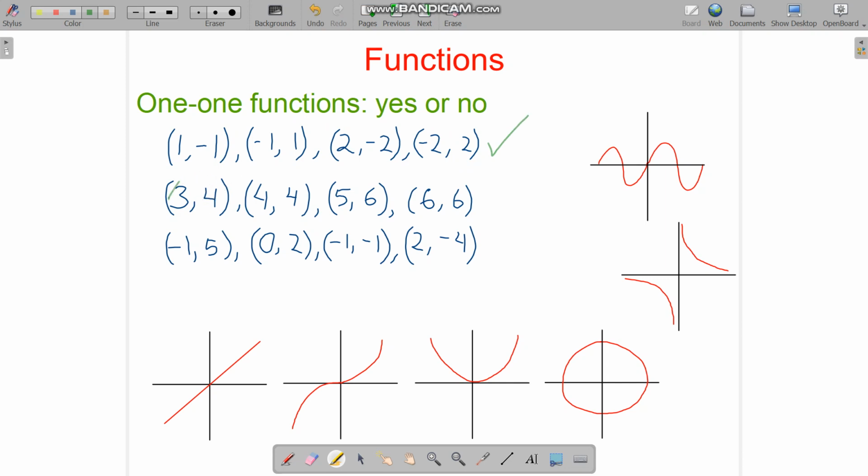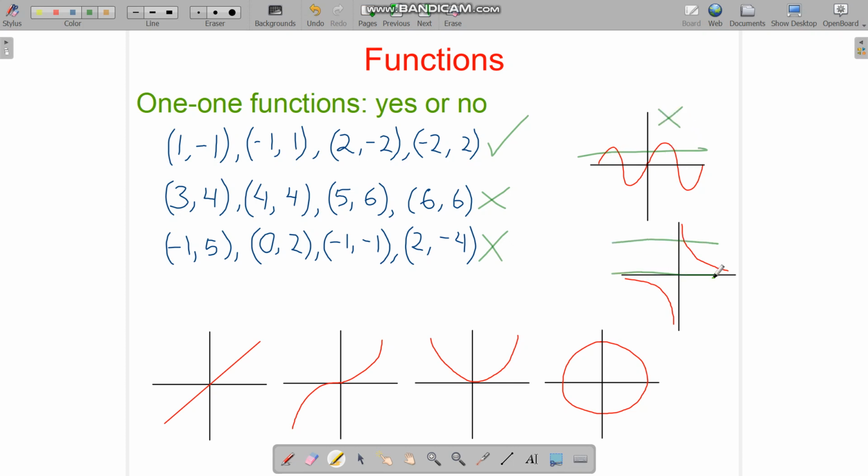And here we have 3, 4, 5, 6, no repetitions, it's a function. 4, 4, you see we have repetitions in the y value, so this is not a one-one function. -1, 0, you see we have two -1s here, so this is not a function. And if it's not a function, of course it's not a one-one function. Here we draw a horizontal line test. You see we have 4 intersections, so this is not a one-one function.